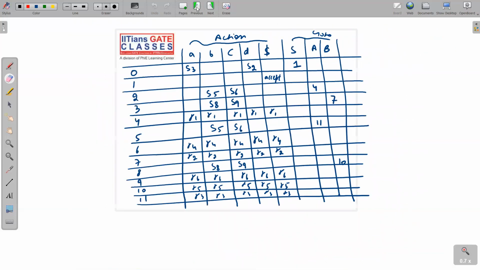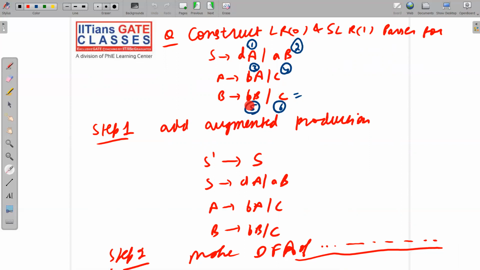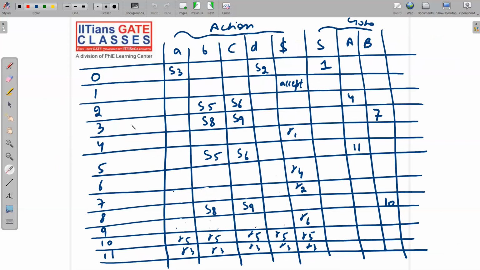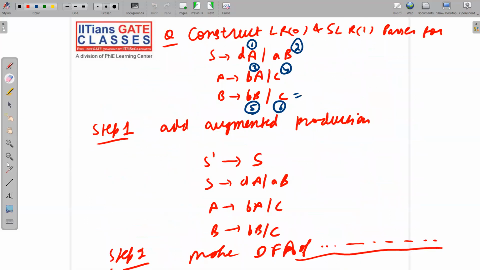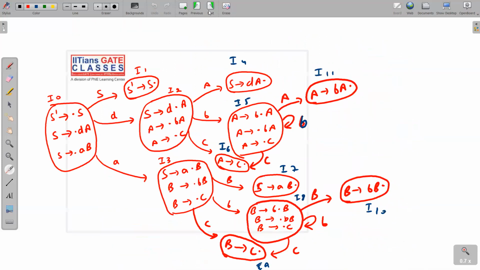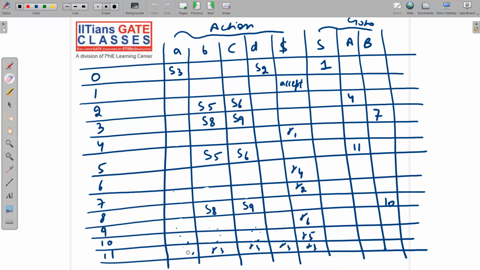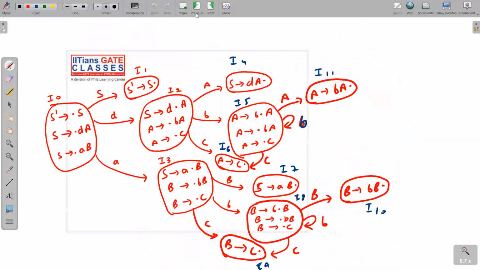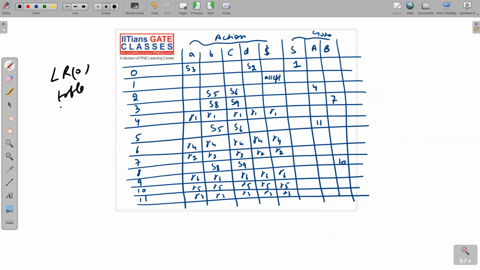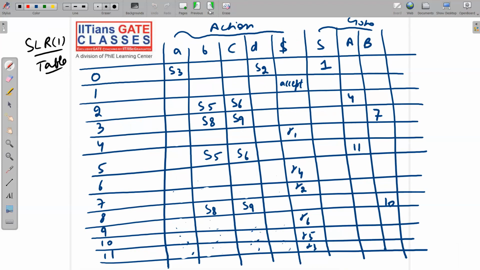What about my R5? What is R5? So again, follow of B is dollar only. So please put here also, only in case of dollar, we will put a reduce move. What about my R3? R3 is, see here. So follow of capital A, we have already studied it is dollar only. So I will put here. That's it. So if you see carefully, this is your SLR1 parsing table. SLR1 table. And the previous was your LR0 table. So the only difference lies in the reduce move only. Rest everything is copy pasted. So please note it down carefully, and I'm jumping to next slide now.